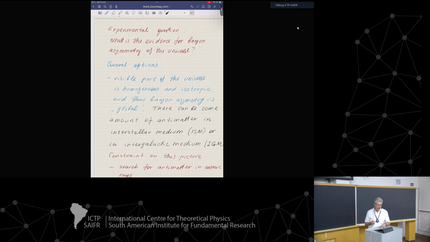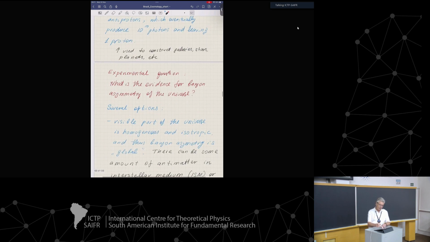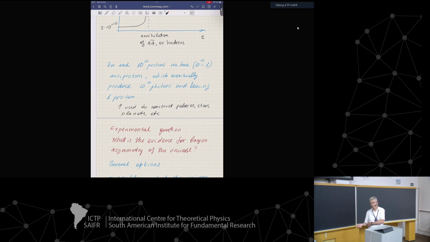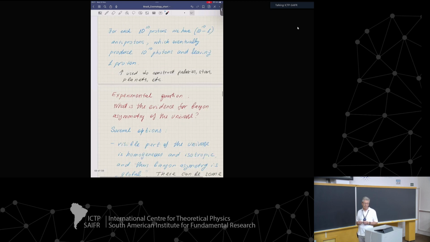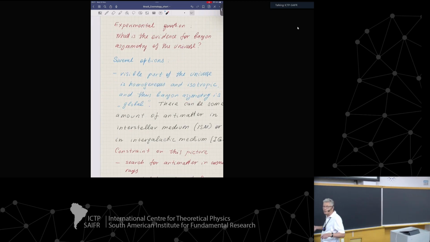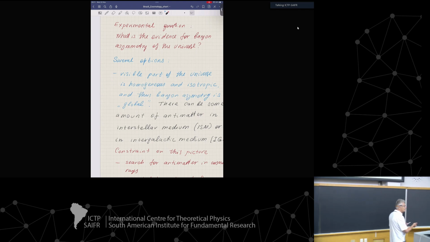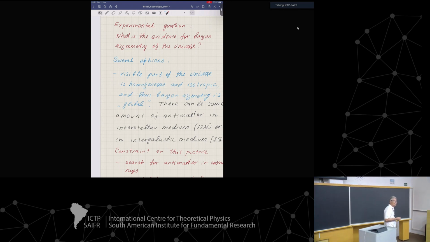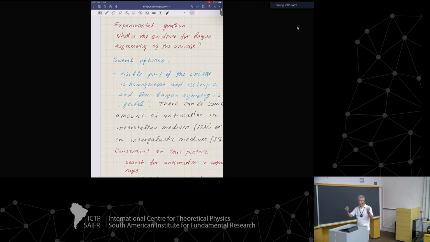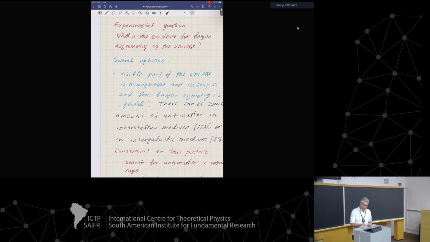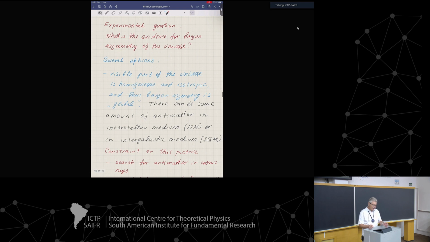So we can ask the question of where all this is coming from, and I will come to that. But there is also an experimental question. Are we sure that this is all true? Maybe we have baryon asymmetry only here nearby us in the solar system, and maybe there is something else far away. Okay, so let's look at that.